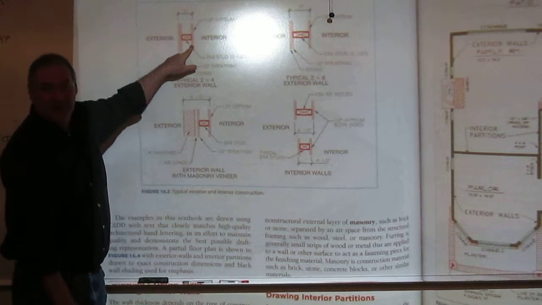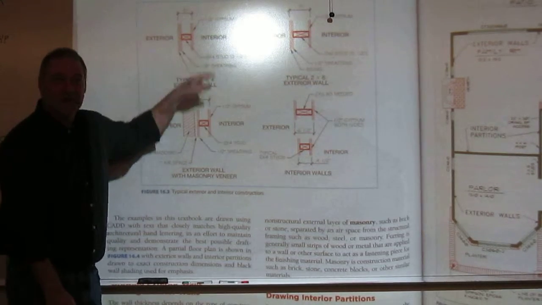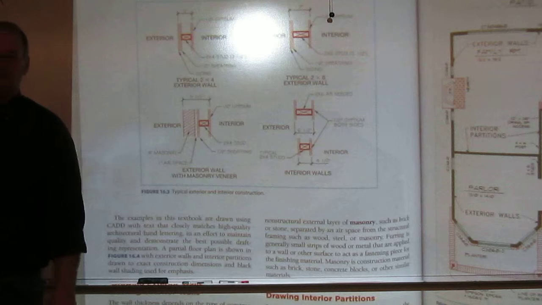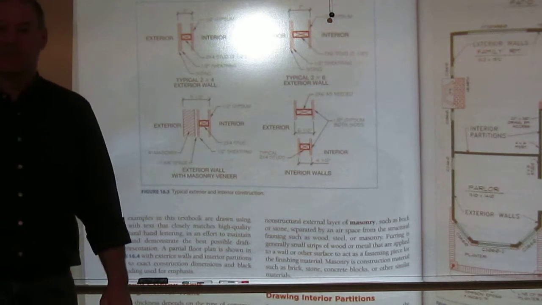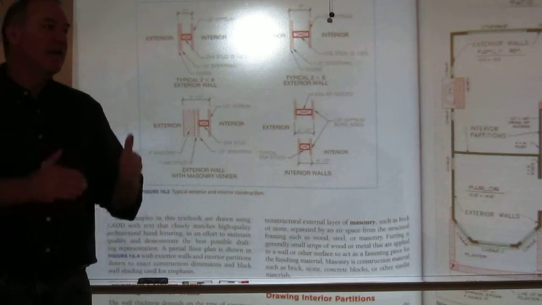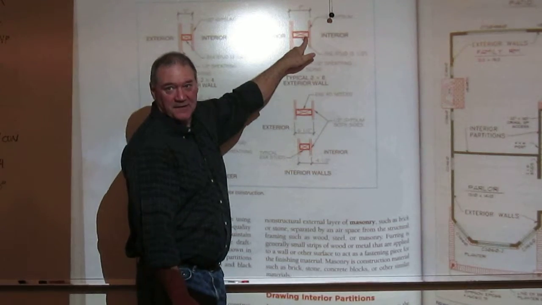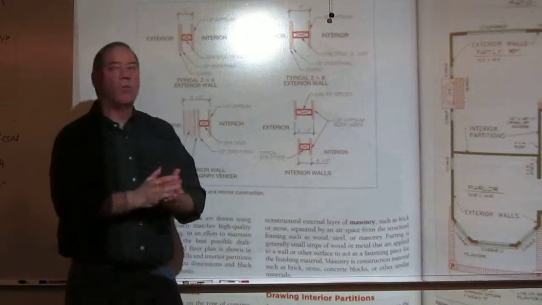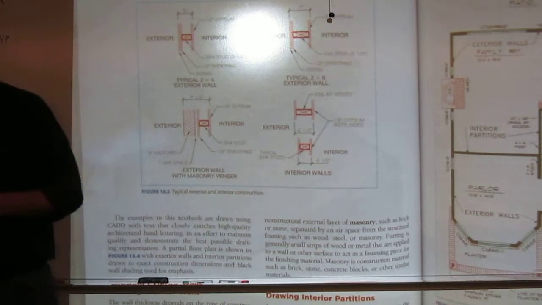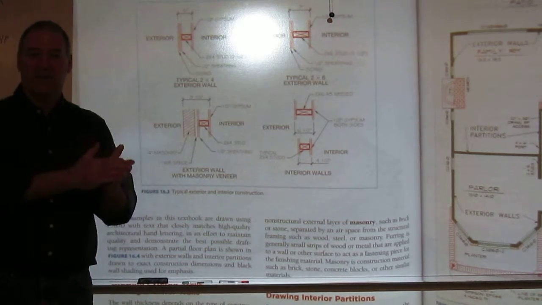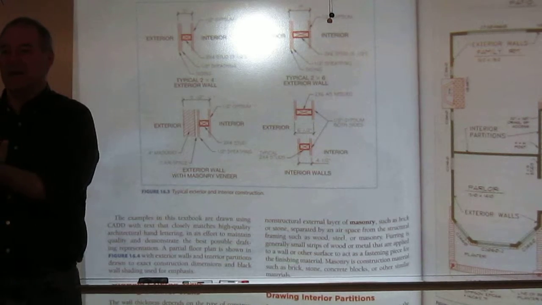You show the interior portion. Typically, this is 1/2-inch drywall in our environment. So depending on if I'm doing a 2x4 like this one, or a 2x6 like this one, that tells me how wide to draw the wall. If it's an exterior wall, no exterior cladding, show the sheetrock on the inside.